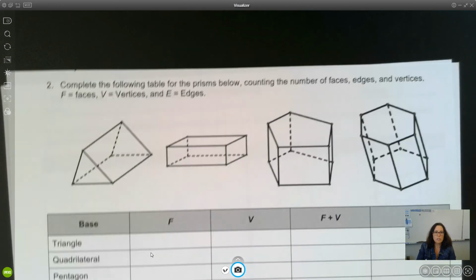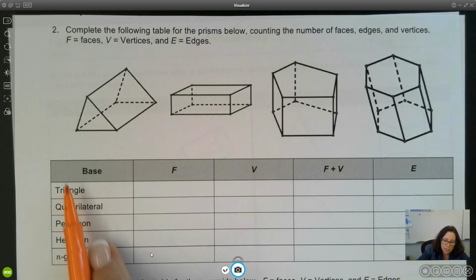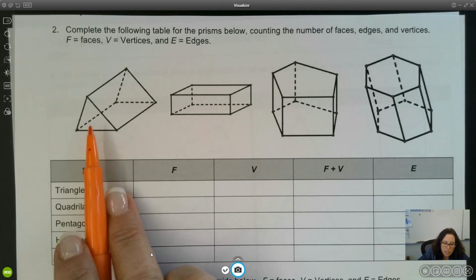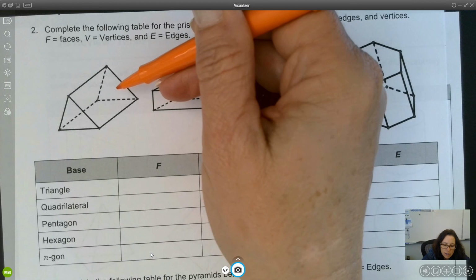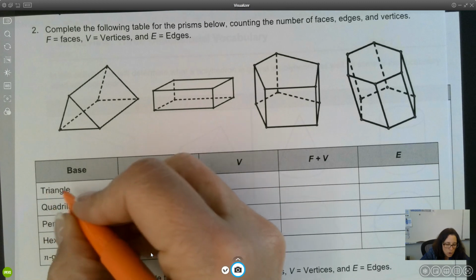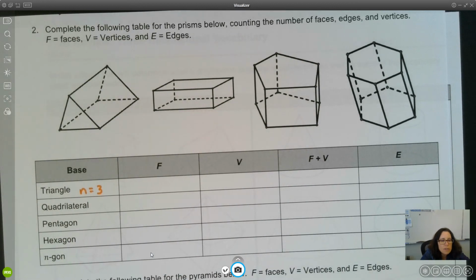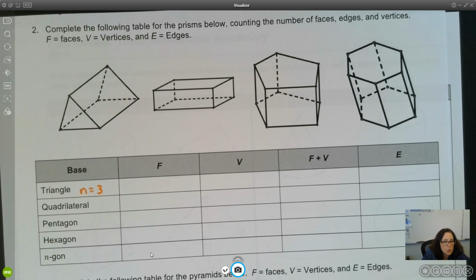All right, so we're going to complete the following table for the prisms below, counting the number of faces, edges, and vertices. We're going to let F be faces, V be vertices, and E be edges. Okay, so a triangle. Triangular base, that's this thing. You should see a triangle here and here, and then the triangles are connected by rectangles. So for the triangle, I'm going to say n is 3. The number of sides on a triangle is 3.